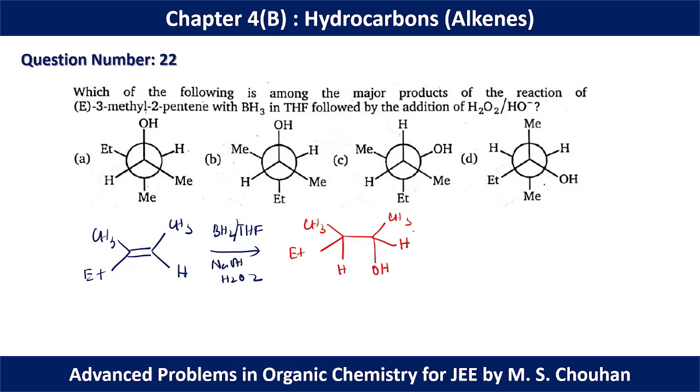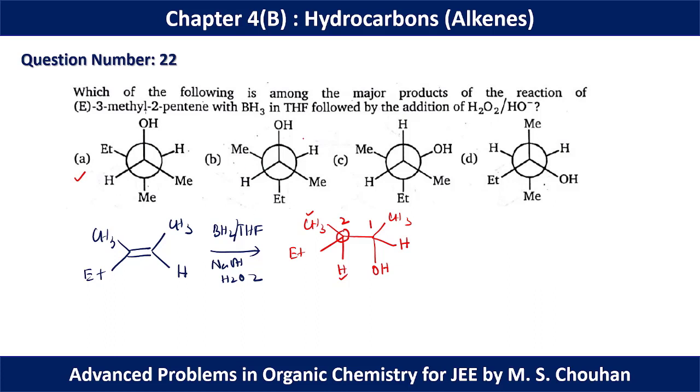So if we start with the ethyl situation, the ethyl carbon is attached to this carbon, and this carbon is attached to one methyl and one hydrogen. So in this case we have hydrogen, methyl and ethyl attached to carbon number 2. Let's say this is carbon number 2, this is carbon number 1, and with carbon number 1 we have hydrogen, methyl and OH. So A may be our answer. Let me check the other options.